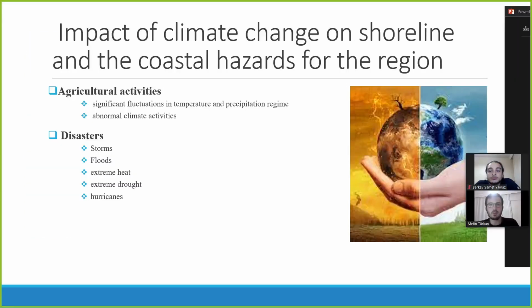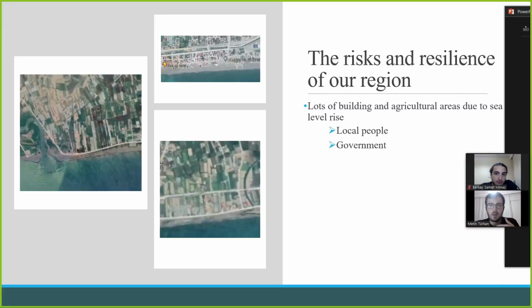The impact of climate change is very important, especially for agricultural activities in Samandağ. Significant fluctuations in temperature and precipitation regime and other abnormal climate activities threaten all living spaces and are dangerous for agricultural activities. Climate change can cause many disasters, such as storms, floods due to sea level rise, extreme heat, hurricanes, and extreme drought. Loss of buildings and agricultural areas is a potential danger.